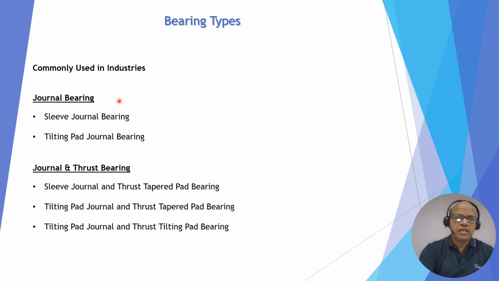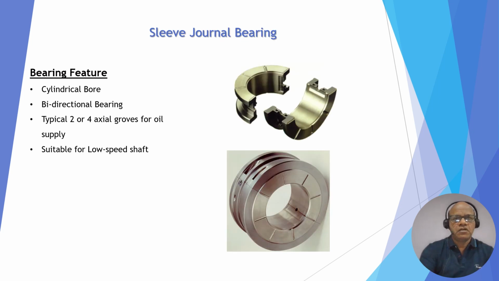So in the case of a combination, that means journal and thrust, we have three categories. And broadly, in the journal category we have two: slip journal bearing and tilting pad journal bearing. This is a slip journal, but it is not exactly pure slip because a thrust pad is shown. I don't have a photograph, but if you don't consider these faces, it is a slip journal bearing. Since these are thrust faces, it is not exactly a slip journal bearing, but a slip journal bearing with thrust faces.